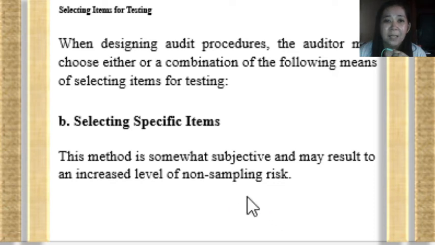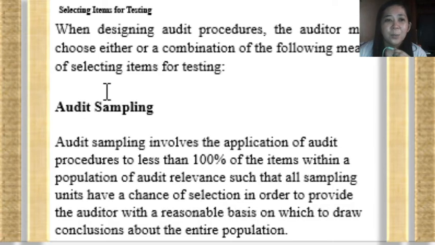What is non-sampling risk? Meaning those items which were not included in the evaluation may include a material misstatement, but because the auditor did not include them in the sampling test, the auditor was not able to detect such misstatement. So that is the risk there, okay, in sampling or selecting specific items. Whereas for a 100% selection or evaluation, everything is evaluated, okay, in contrast to that.